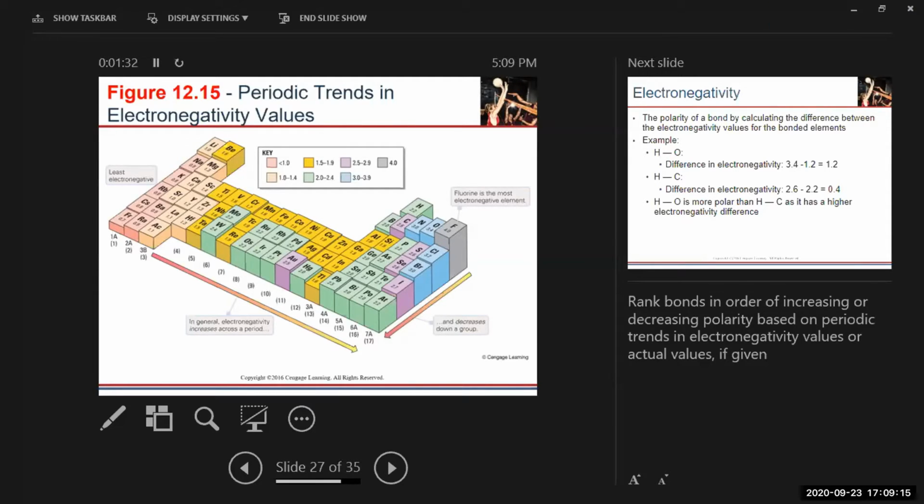So the way that we determine, as we were talking about last time, whether you're going to have a polar compound, a nonpolar compound, or more of an ionic compound: we said it's the difference between the two atoms' electronegativities. Let's say we have carbon and hydrogen bonding together.